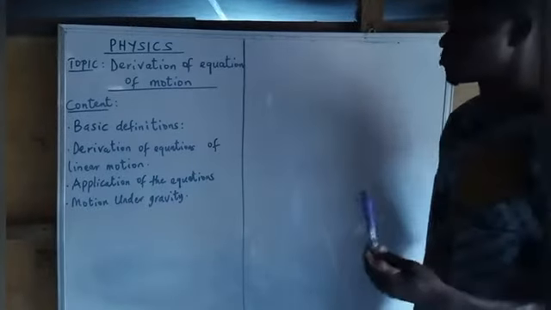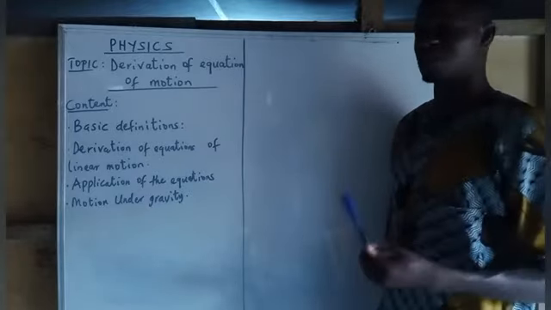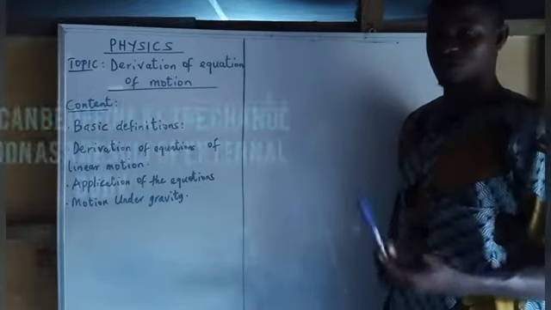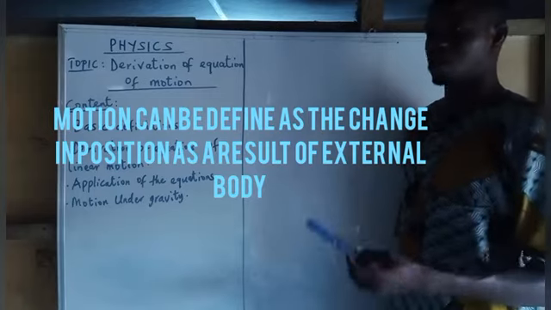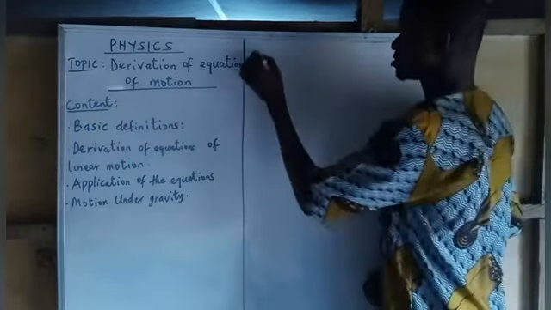Now, to start with, when we talk about derivation of equation of motion, from our concept of motion itself, motion simply is what? A change in position as a result of what? An external body. So under this basic definition, we'll be looking at the following.